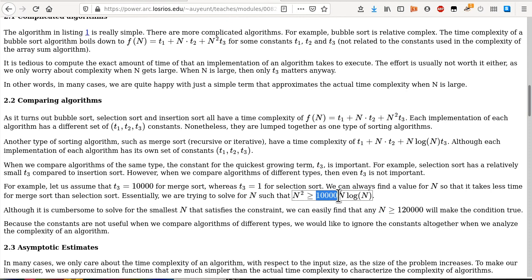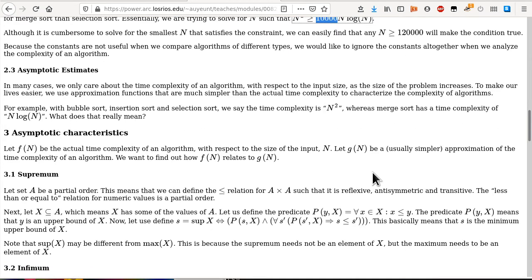Okay, so now we move on to terms and all kinds of crazy notation in math. The first thing we talk about in section 2.3 has to do with asymptotic estimates.